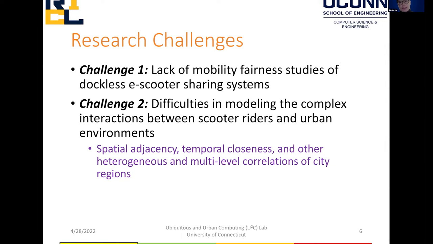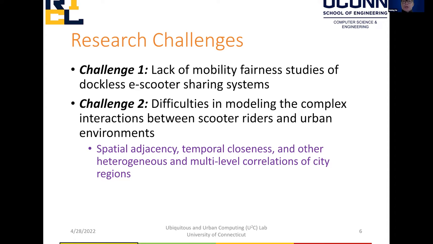The second challenge is that if we want to predict those distributions, given the ease of maneuver as well as the first-mile and last-mile connectivity of those systems, there are still difficulties in modeling the complex interactions between the scooter riders and the urban environment. We have observed spatial adjacency, temporal closeness, as well as many other heterogeneous and multi-level correlations across different city regions.